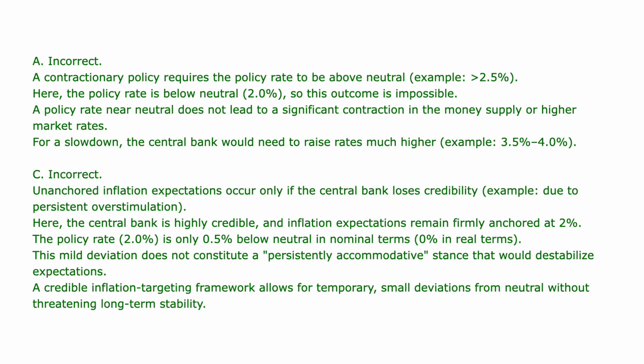A. Contraction requires rates above neutral, but here the rate is below neutral, so no slowdown. C. Unanchored expectations occur only if credibility is lost or policy is persistently accommodative. With credibility intact and only a small deviation, expectations remain stable.